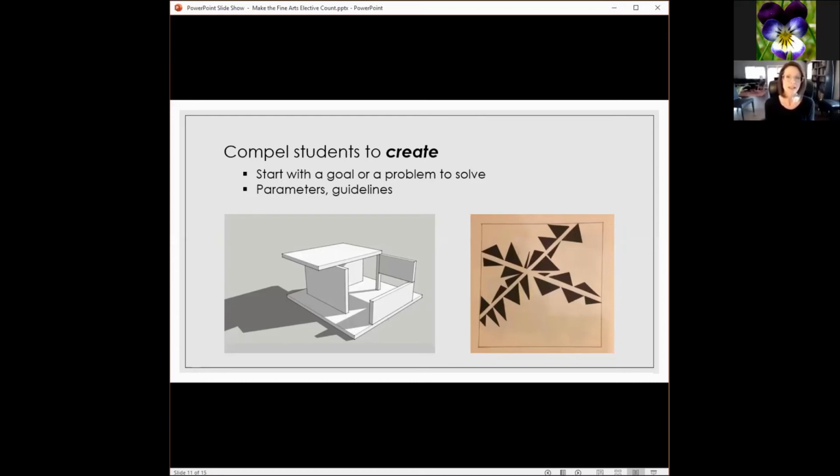We're teaching them to look at the goal and what is the pathway to achieve that goal, and how might they implement the tools that we give them. We give them parameters, we give them guidelines. How might they use those tools to accomplish that goal and create something wonderful?